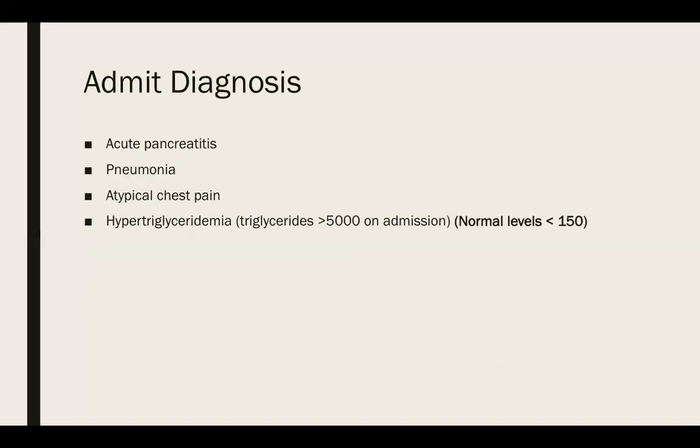Okay, and then these are her 4 main admit diagnoses. So of course, acute pancreatitis, which is what we're going to focus on, pneumonia, atypical chest pain, and hypertriglyceridemia, and her triglycerides were actually over 5,000 on admission. I thought it would be important to list here that the normal level is less than 150, so that's a really high level. And actually, the dietitians that I've been working with were just amazed by that. That's the highest level they've ever seen.